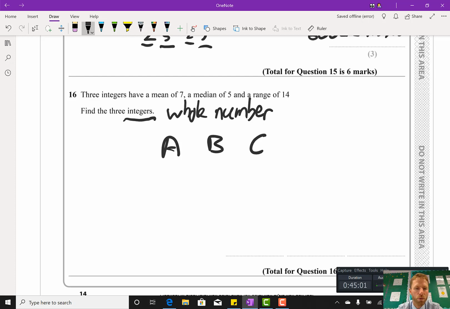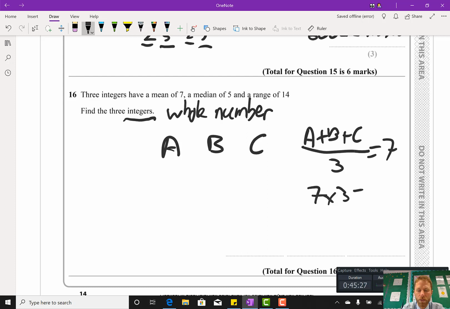So a mean of 7. So I know that 3 numbers have been added up and then divided by 3, and the result of that is 7. So A plus B plus C divided by 3 equals 7. So this is the first clue in what's going on. So I know that if I do 7 multiplied by 3, I get 21, and that is the total of these 3 numbers. So they need to add up to 21.